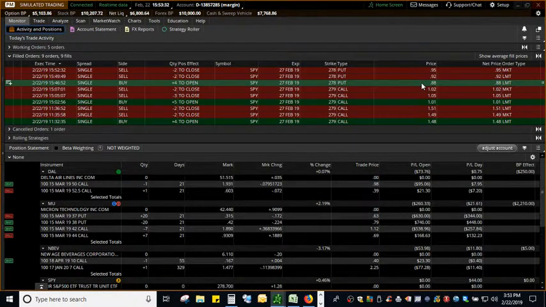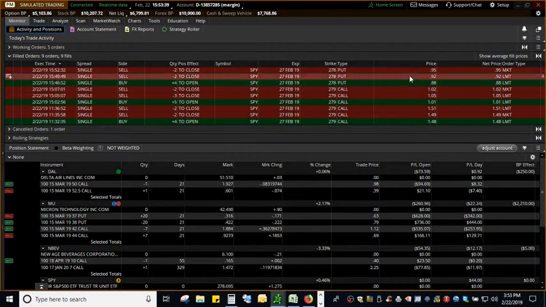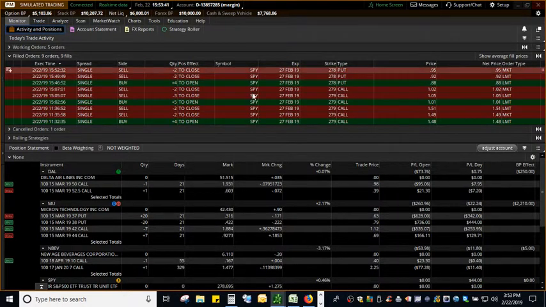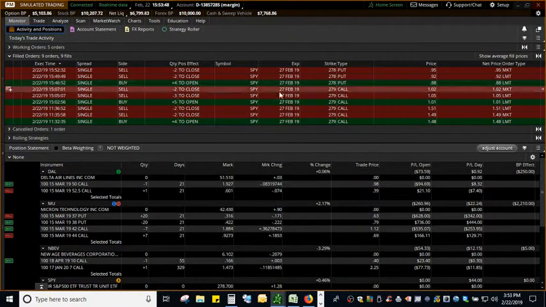Normally I'd go in for a little bit more than that, but this was just demonstration. On that 4 contracts, I made $4 each on these two, so that's $8, and I made $7 each on these two, another $14, so I made $22.